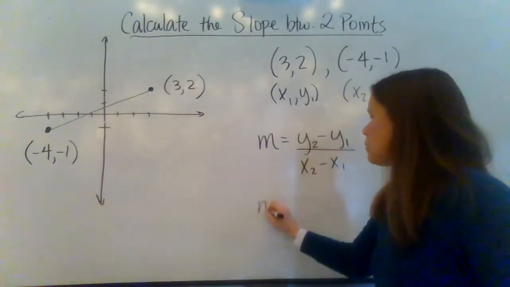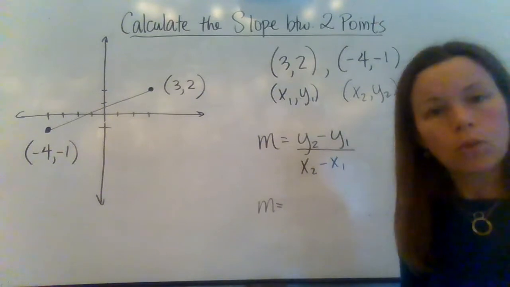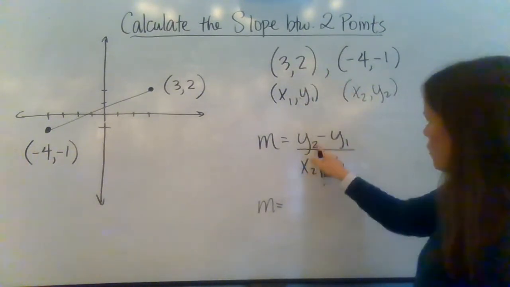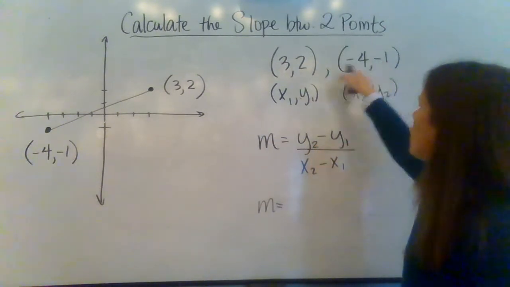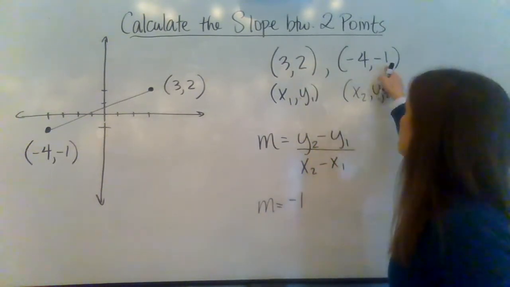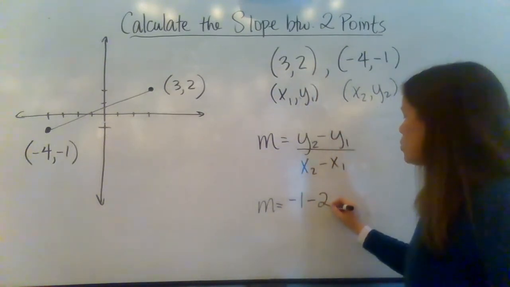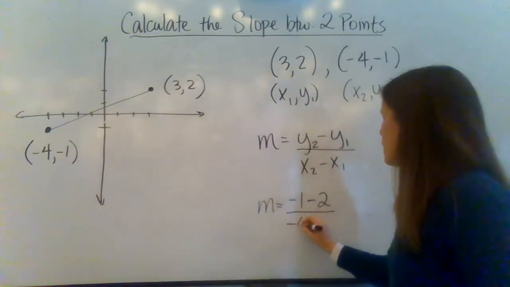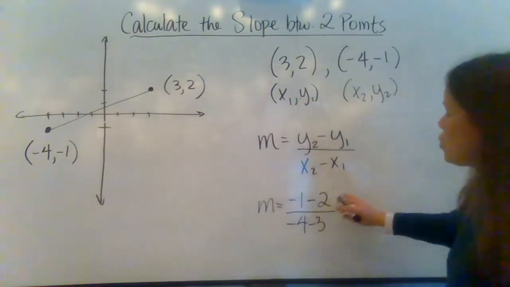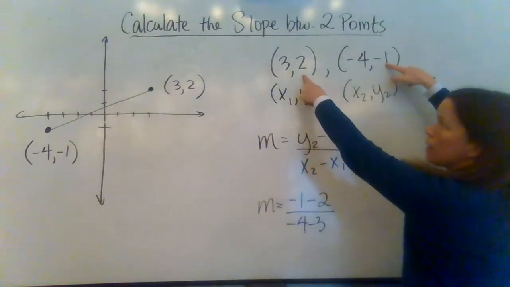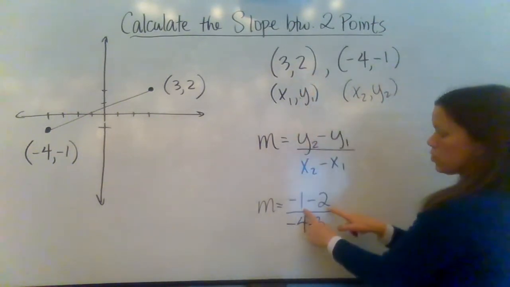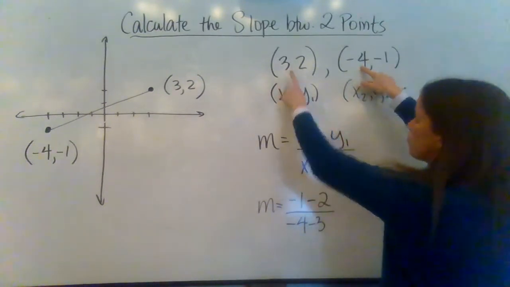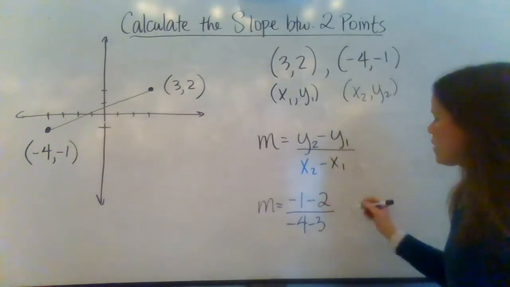I'm going to start with m equals. I'm always going to write m equals, so I know that I'm writing slope. And I'm going to start here. I'll do y2 minus y1. So -1 minus 2. So I'm going to switch back and forth. -1 minus 2 over -4 minus 3. Let's just check and make sure. These are my y values, and I did -1 minus 2 in the numerator. And these are my x values, -4 and 3, and I did -4 minus 3. I did this in the same order.